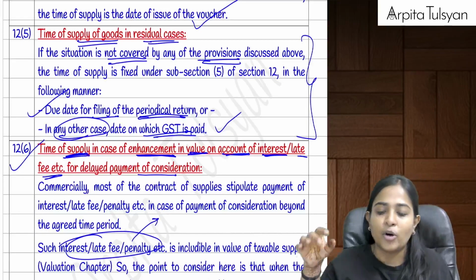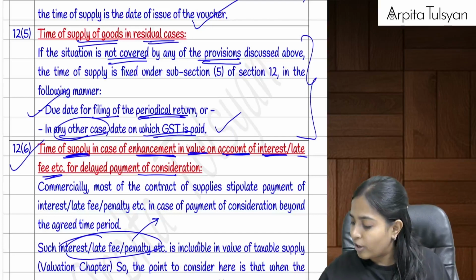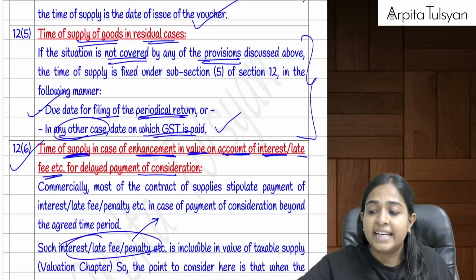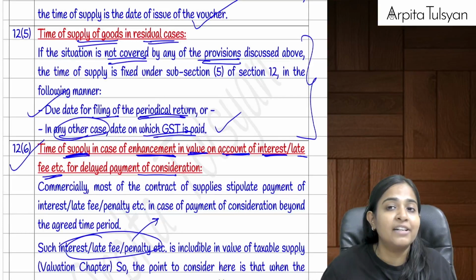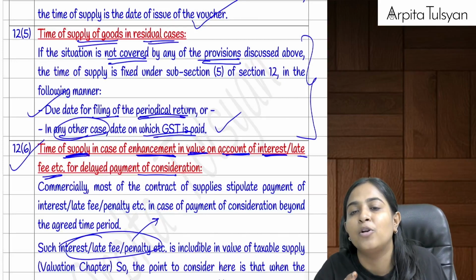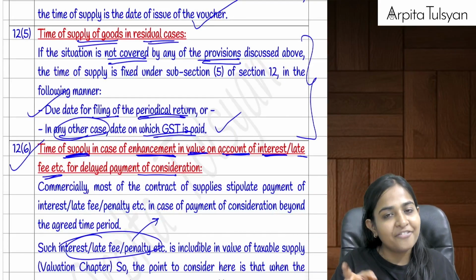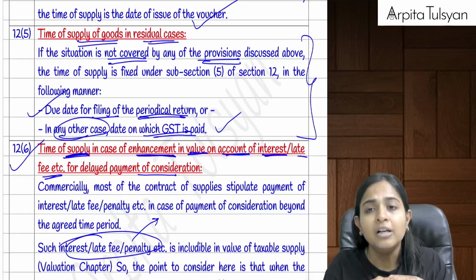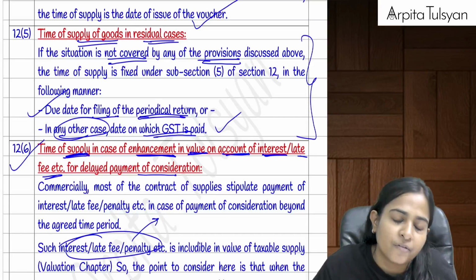Let's say if you are not able to identify, if you do not have sufficient information available with you, then in that case, what will be the time of supply? For reverse charge, under section 12 subsection 3, if it is not possible to identify the time of supply, then it will be the date when the goods have been recorded in the books of the recipient, or the entry has been passed in the books of the recipient.